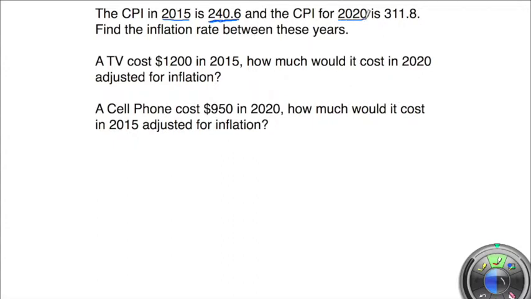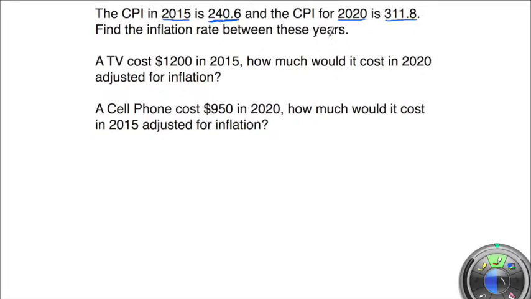And in 2020, another imaginary CPI of 311.8. Now remember, these CPIs are based on basic goods that people buy year in and year out and how they've inflated over a period of time. So what used to cost $240 would in the future cost about $312.